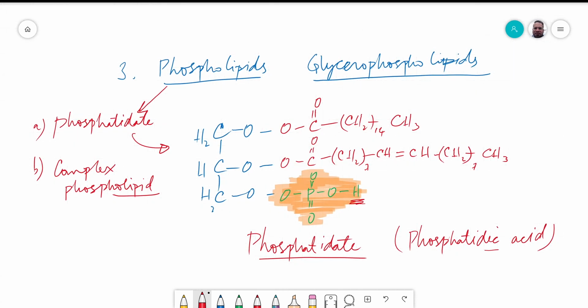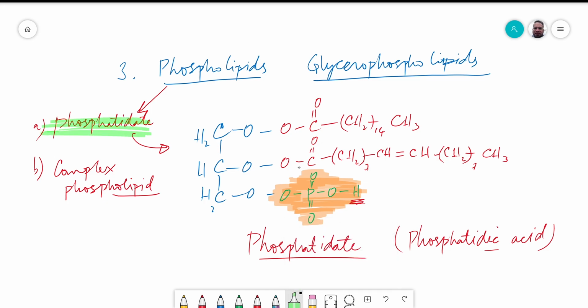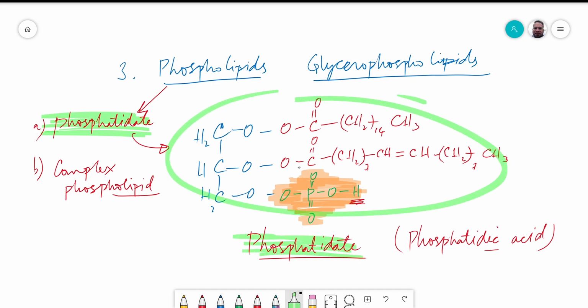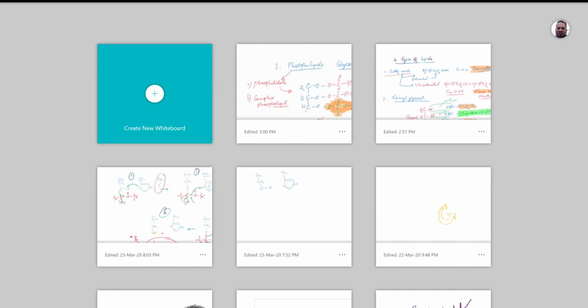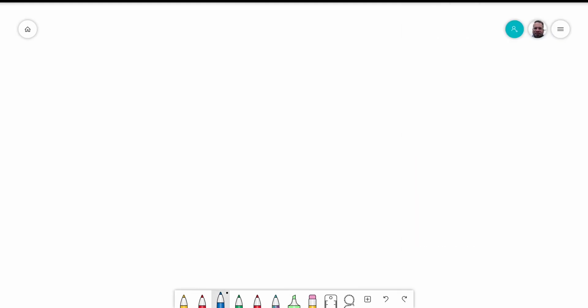So let's do a more complex one. Again, a phosphatidate is this guy here. I've shown it here, right? This is phosphatidate. It has just a hydrogen here, right? A more complex phospholipid will be shown now. So this is again 3B. This is a more complex phospholipid.